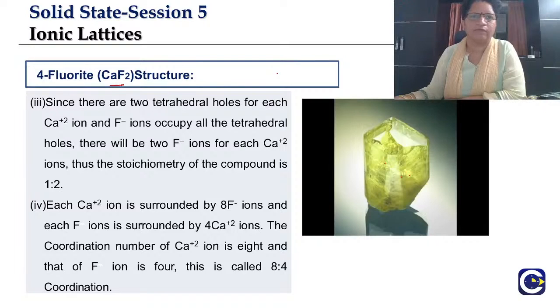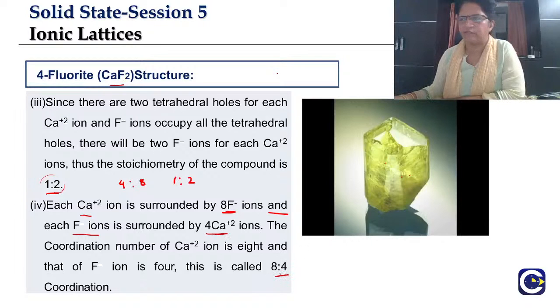Fine. Calcium fluoride. The same thing I was trying to explain was given. This is the ratio of 1:2 because we are getting 4:8. It will be 1:2. Each calcium ion is surrounded by 8 fluoride ions and each fluoride ion is surrounded by 4 calcium ions. So the coordination number will change.